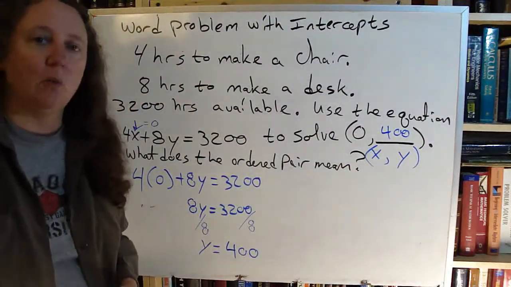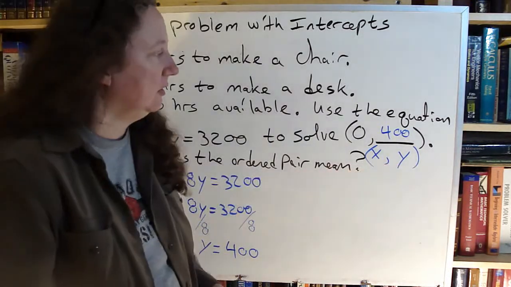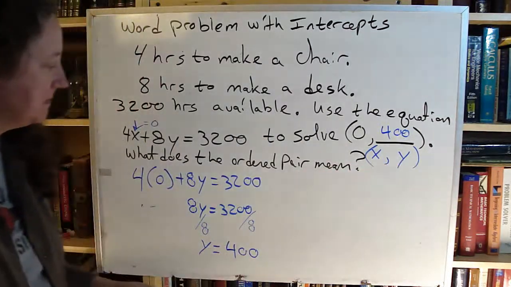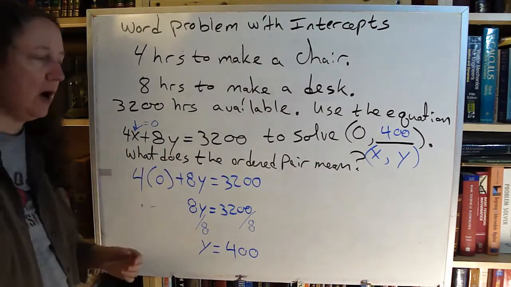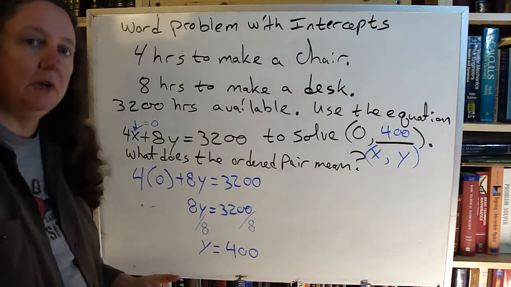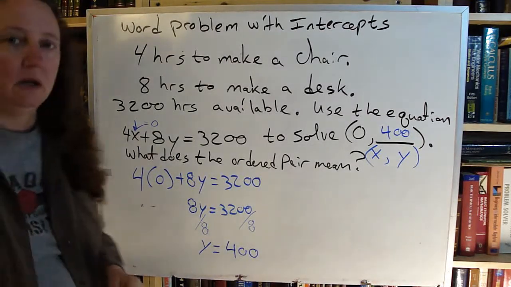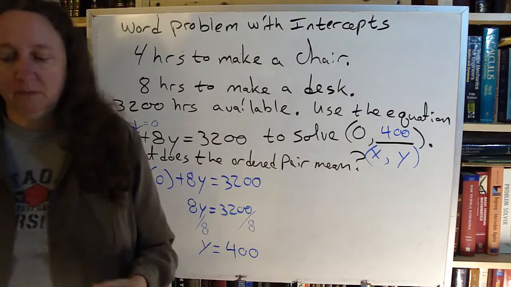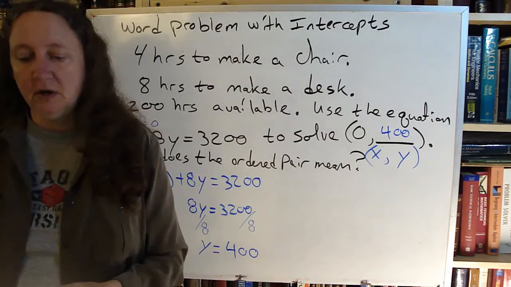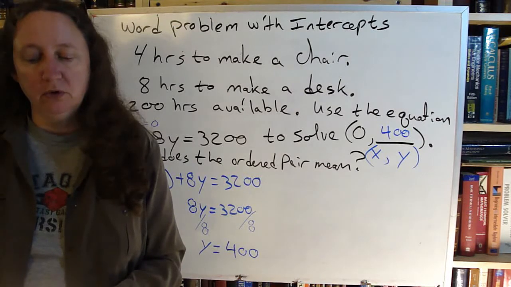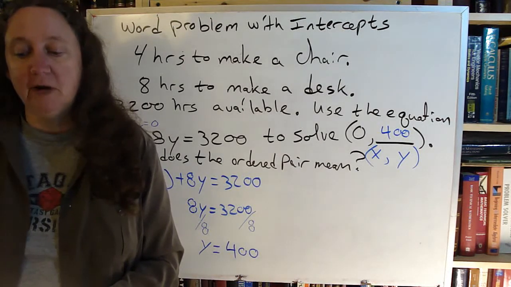Now I have to figure out what this means. 0 for x, 400 for y. Have my equation, have my x, my y. It helps if you go back to the original problem itself. In the words, it has where x represents the number of chairs produced and y the number of desks manufactured.